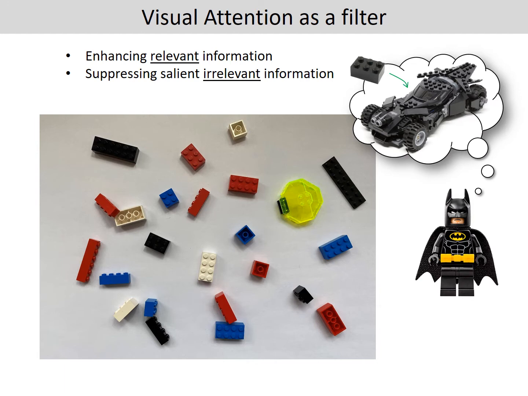This is where visual attention comes in handy because it allows us to optimize the use of the limited processing capacity by filtering relevant from irrelevant information. Two subsystems have been hypothesized: enhancement of relevant information and suppression of irrelevant information. Now, suppression is particularly helpful when there is something salient like this neon Lego brick that is potentially capturing our attention.